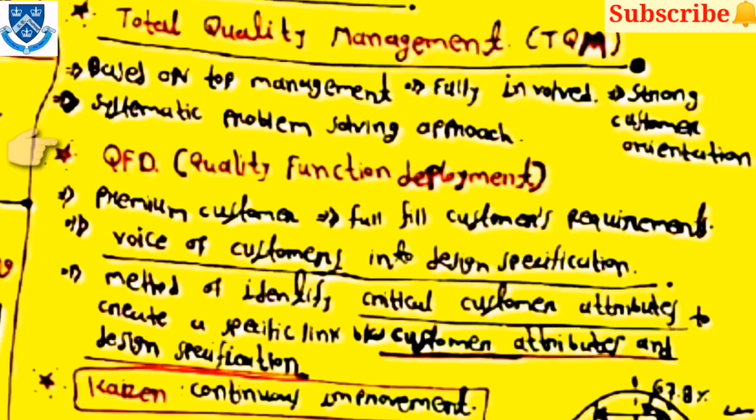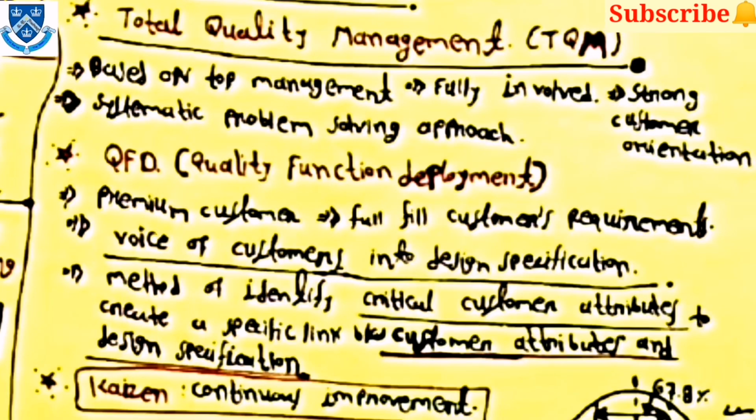And then the QFD is there, quality function deployment. Then premium customer is there, then fulfill customers requirements and voice of customers into design specification. Then methods of identifying the critical customer attributes to create a specific link between the customer attributes and the design specification. Then the meaning of Kaizen is continuous improvement.